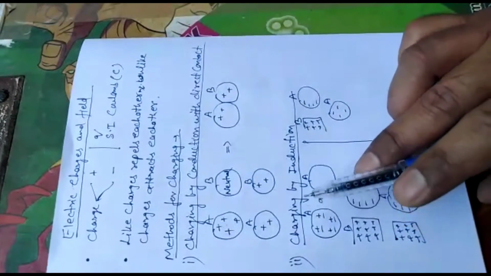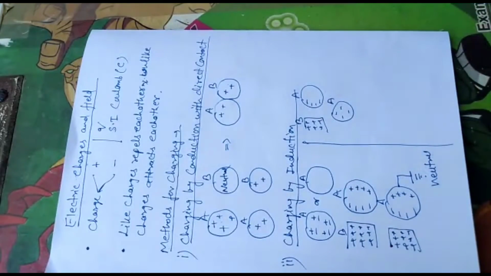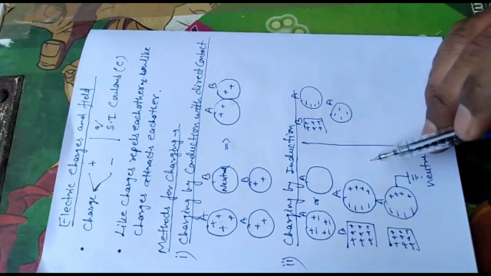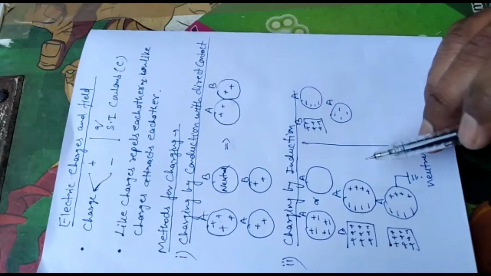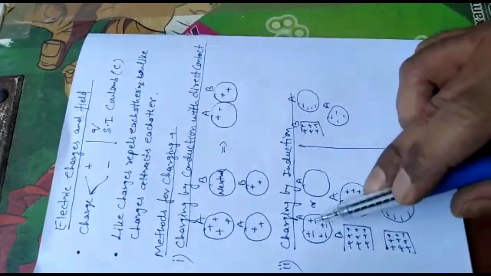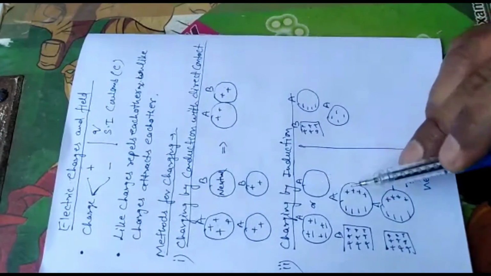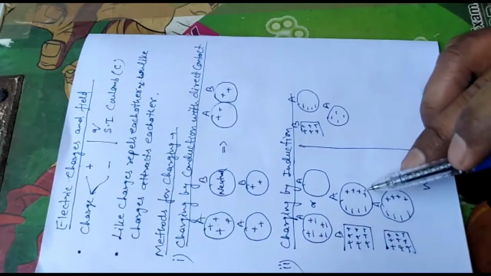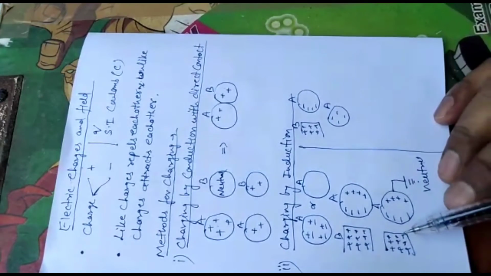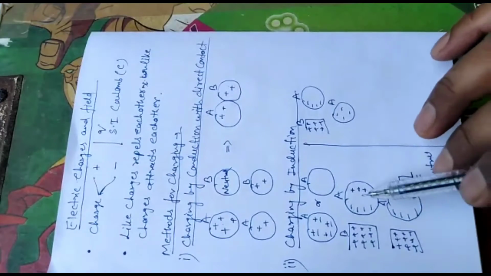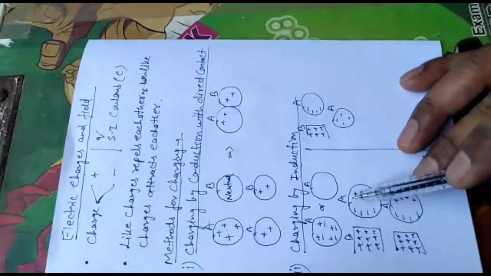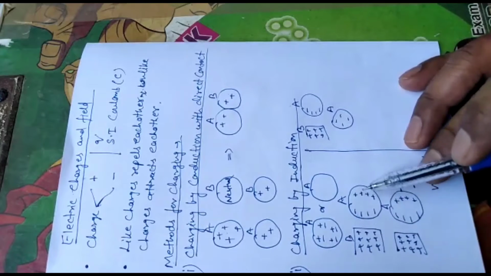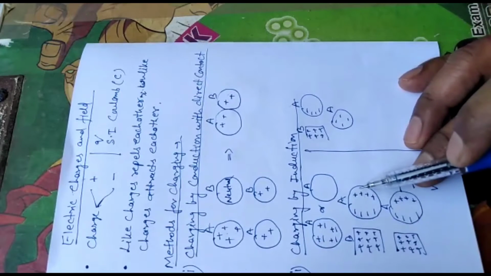Now the second method, charging by induction. As we know, a neutral body has the same amount of positive and negative charge. It can be represented in this manner or this manner also. If we bring a positively charged body B nearer to A, the positive charge of B attracts the negative charge, so the negative charge comes nearer to the face towards B, and the positive charge repels the positive charge, so the positive charge moves to the farther face of A.